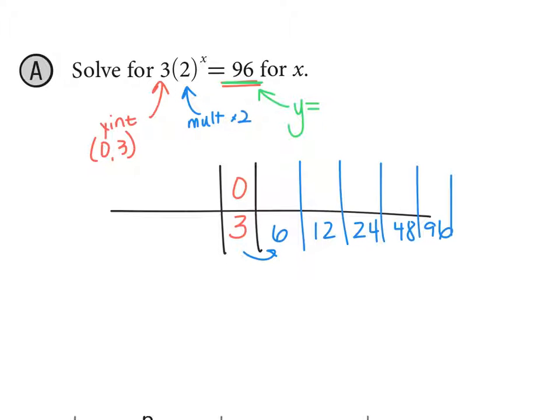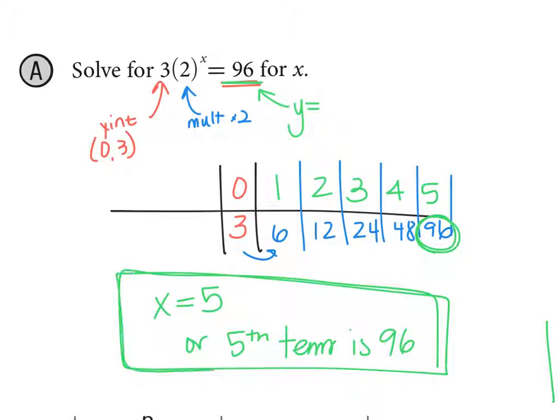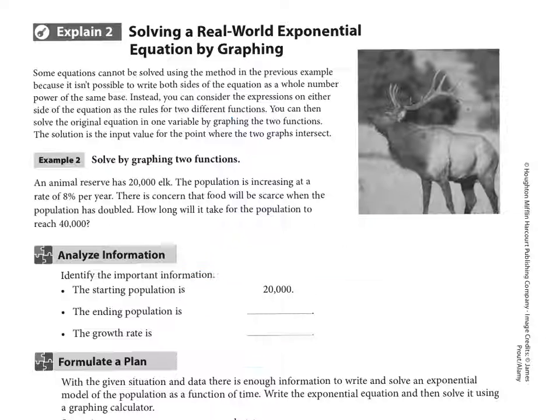All right, so I've hit 96. That's going to be my target number. That's what that y equals here means. And the question is when, right? That's what x stands for. What term did I hit 96? So this is 1, 2, 3, 4, 5. So the answer is, and you can write it in two ways. You can either write x equals 5, or we can write the fifth term is 96. All right, those both mean the same thing. So that's our algebra problem.